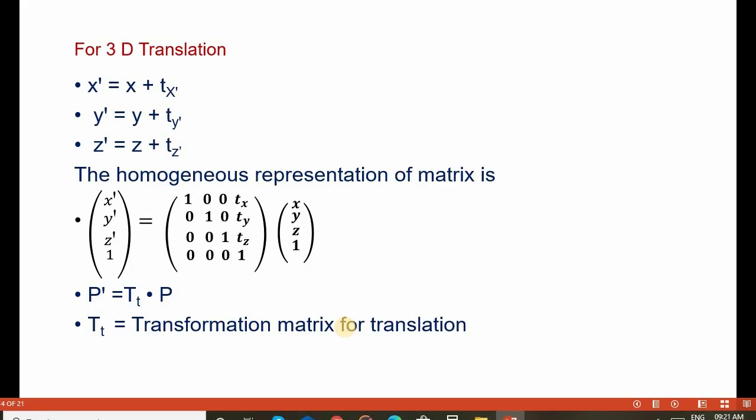So how do we do the 3D translation? For the 3D translation, the new translated object coordinate is x dash, which is x adding the increment dx in the x-axis.